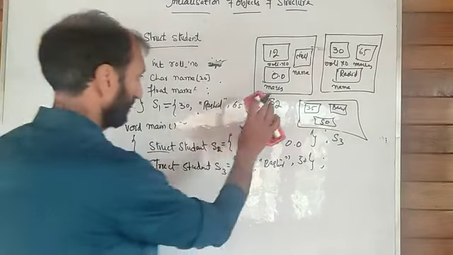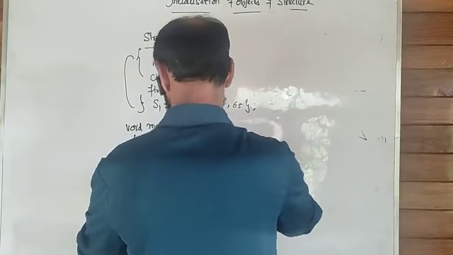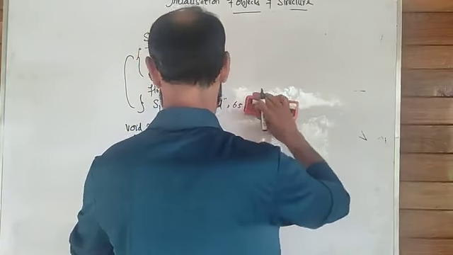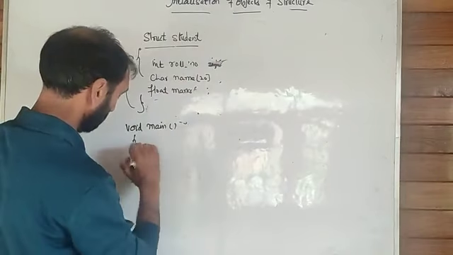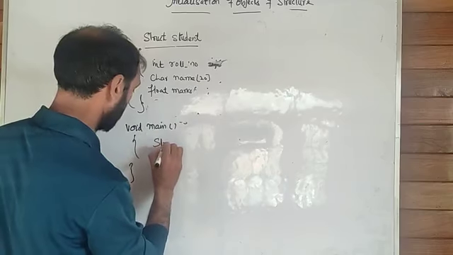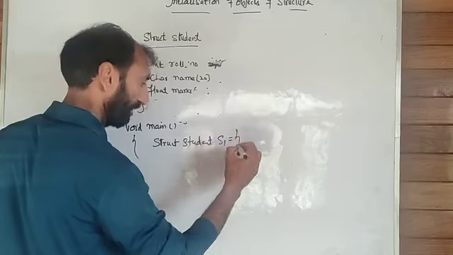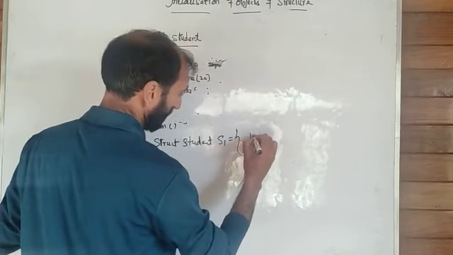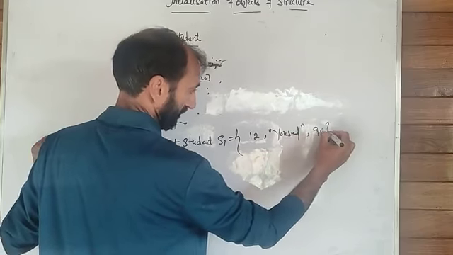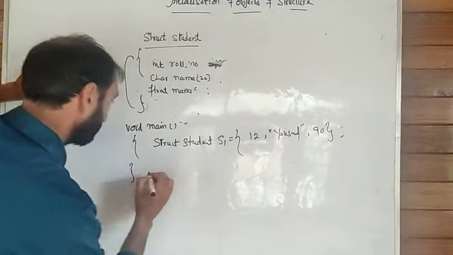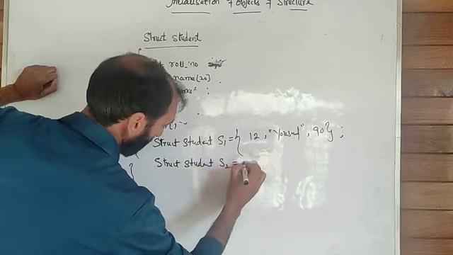We can also write this as well. Take care. For example, in the main function, struct student S1 equal to roll number 12, name Yousuf, and marks 90. I can also write struct student S2 equal to S1.